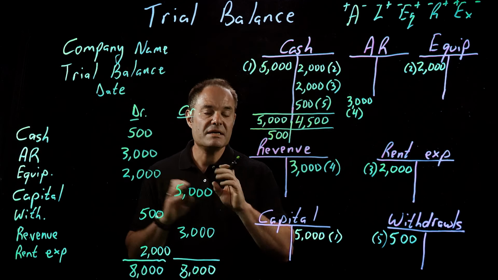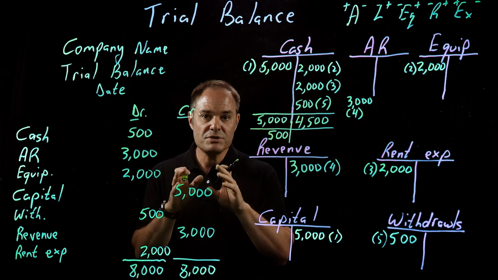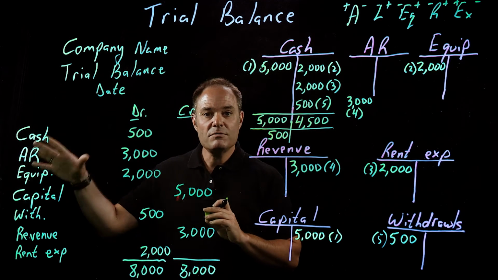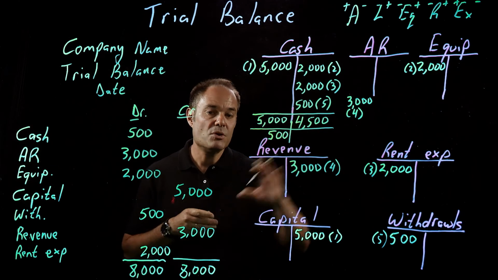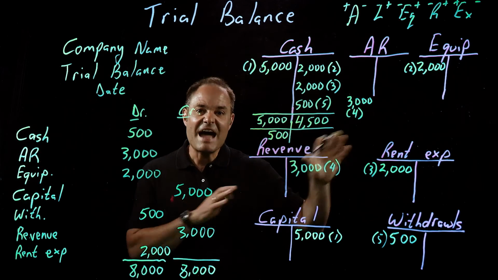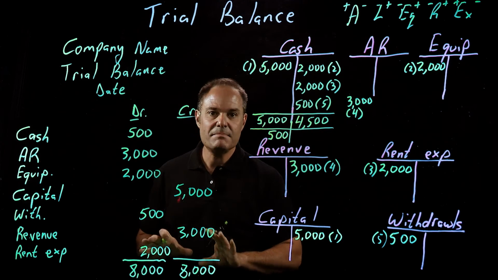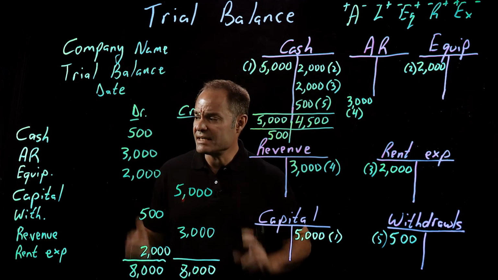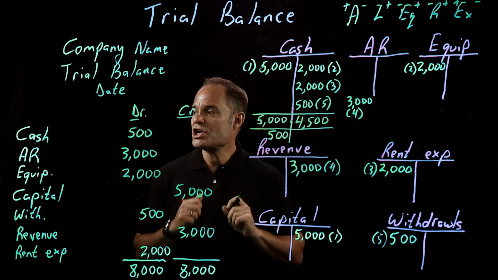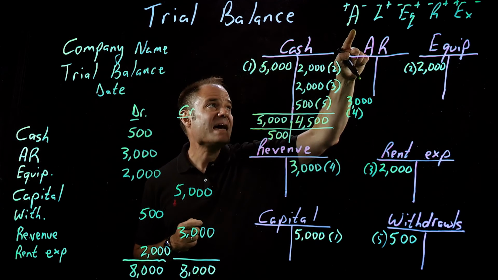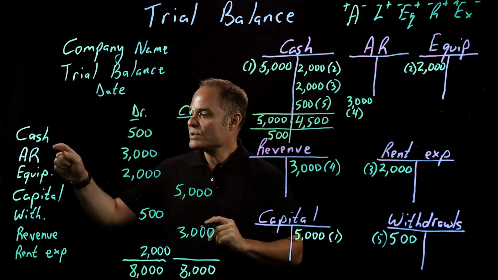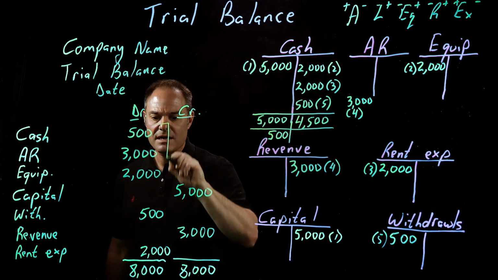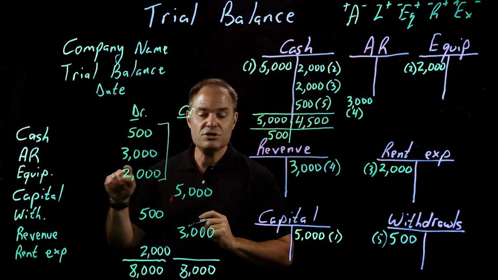But this tells me that after having gone through the process of taking all of my transactions from my journal and posting them to my ledger, I haven't made any errors. Everything is still in balance, and I can continue with the accounting process. The other thing this does is it gives me another visual check. Because remember, we said assets are debit accounts. So here's my assets, and notice that they all have debit positions, which is good.